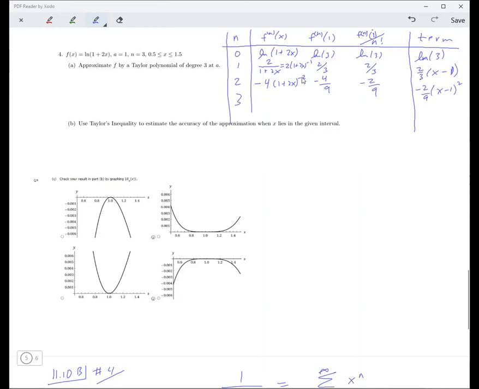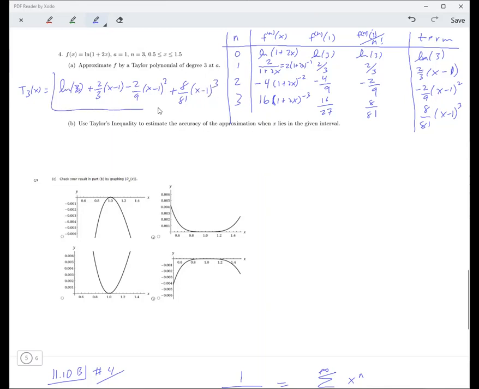Okay, take another derivative. You've got the negative 2 coming down. That's raised to the negative 3. And another 2 comes out. So that's going to be positive 16. And this is cubed, so it's 16 over 27. And dividing by 3 factorial is going to give you 8 over 81. Okay, so those are the terms for the Taylor polynomial. Log 3 plus 2/3 x minus 1 minus 2/9 x minus 1 squared plus 8 over 81 x minus 1 cubed. Okay, there's your T3.